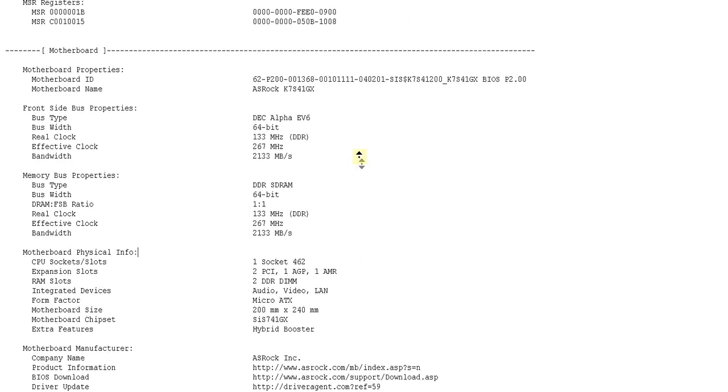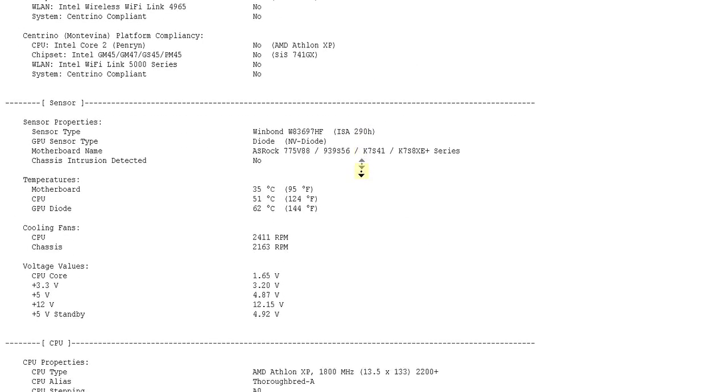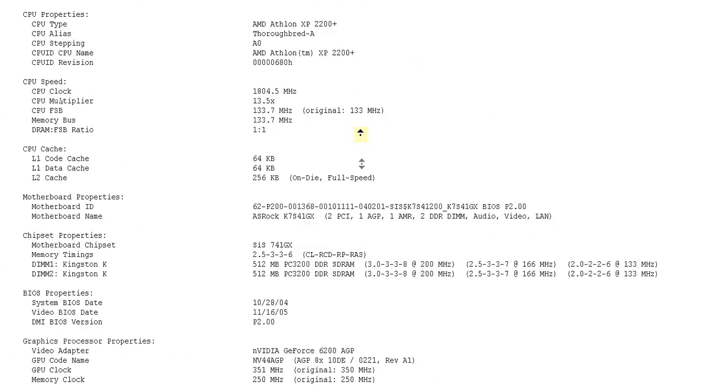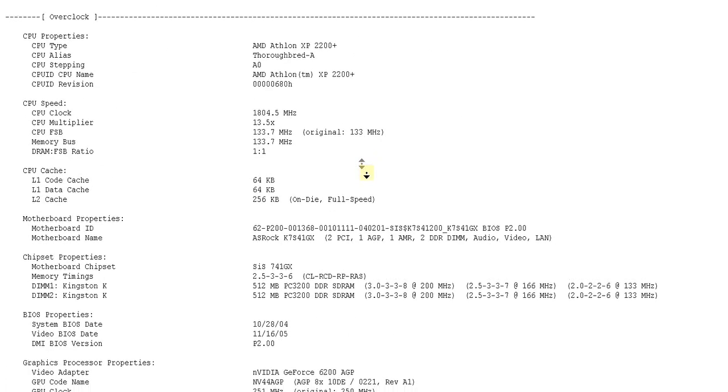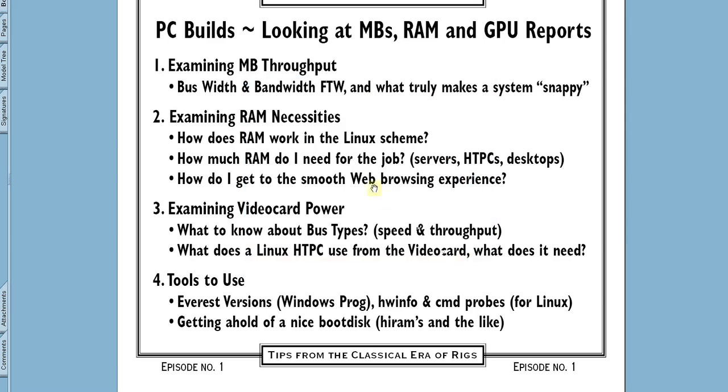RAM. This thing has, I guess, a gig of RAM on it, 2 512s. So, going back to what we're talking about, how much RAM do I need for the job?